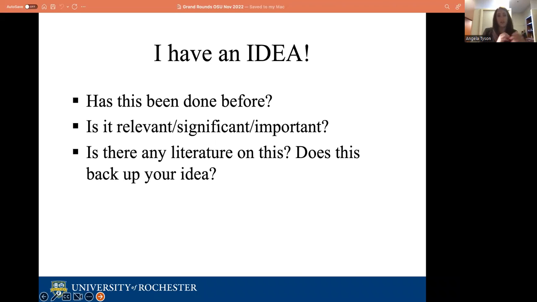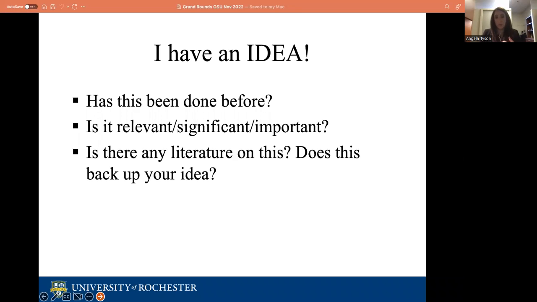So you have an idea. That's super great. Some starting foundation things you need to ask are: have you ever seen this done before? Is this a new idea? Is it relevant, significant, or important? And is there literature on it? Do you have anything to back up your idea?